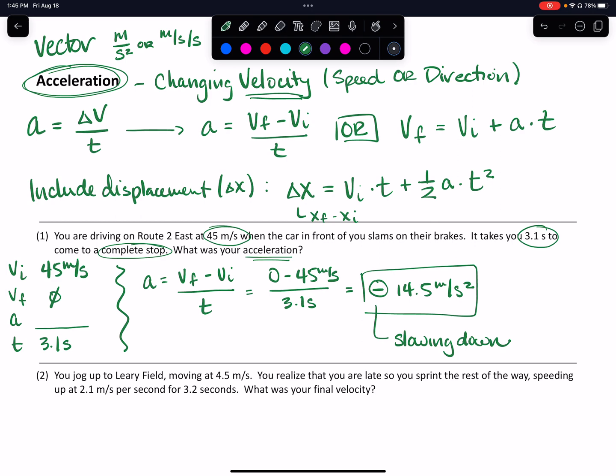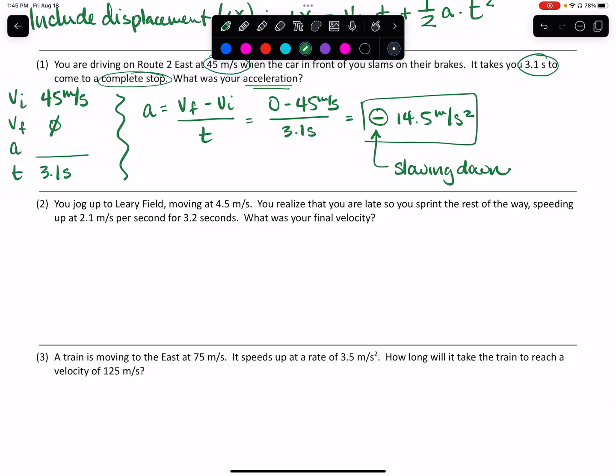And we're going to talk a lot about that when we deal with the graphs. Okay? All right. Let's try this next one. You jog up to Leary Field moving at 4.5 meters per second.